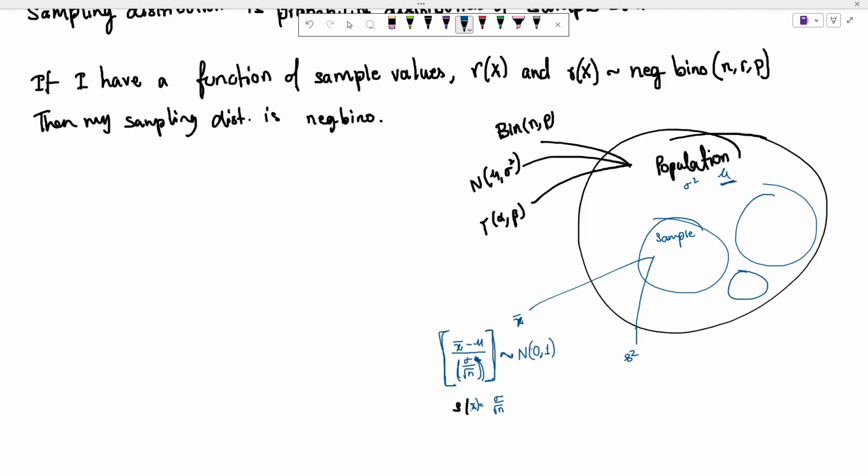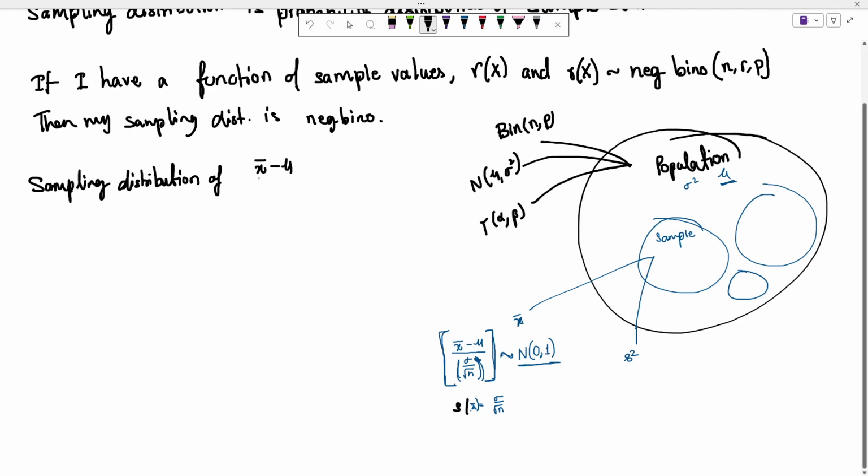So we would say that the sampling distribution of x bar minus mu by sigma by root n is a normal distribution 0, 1. This is what we would say. So this is what a sampling distribution is.